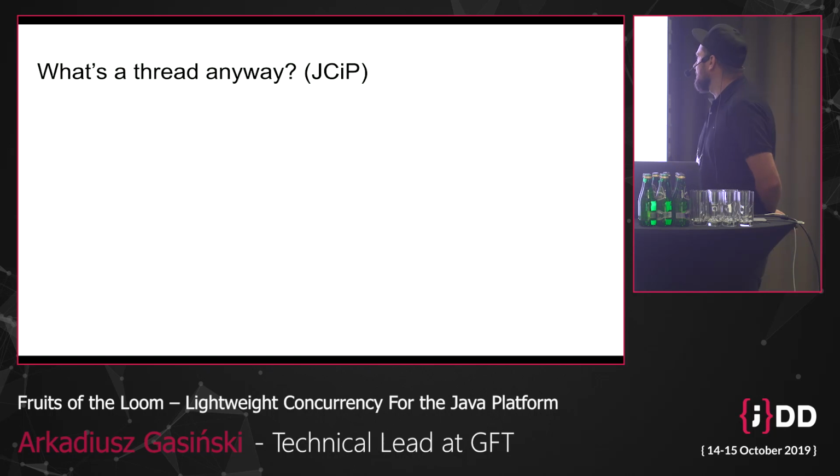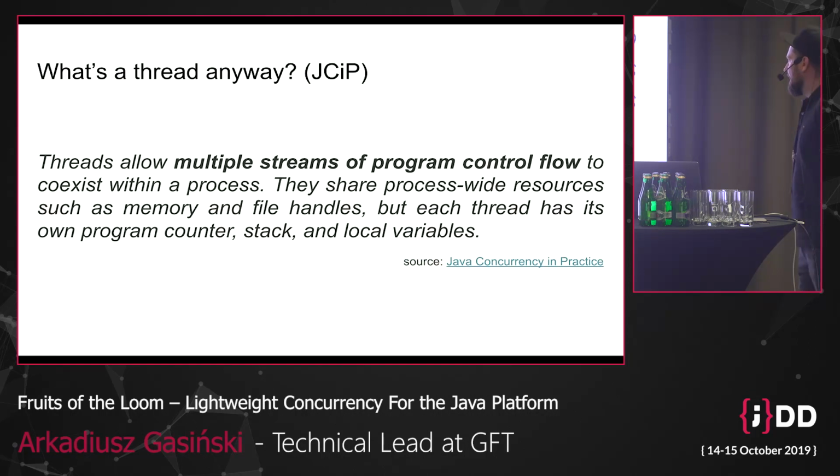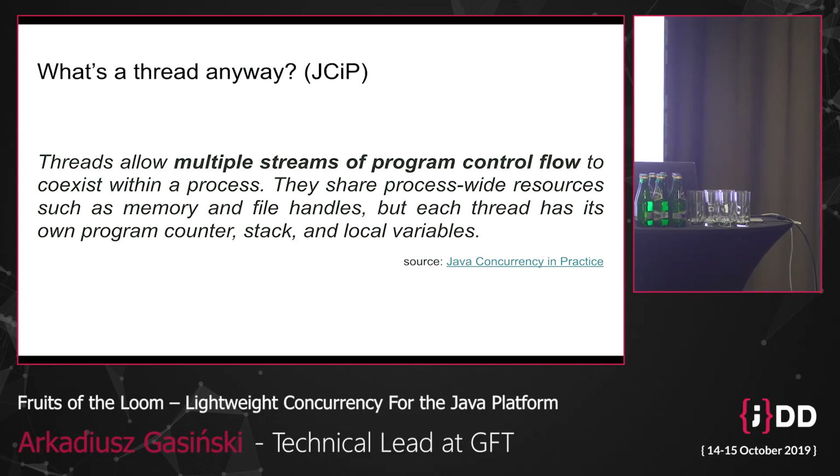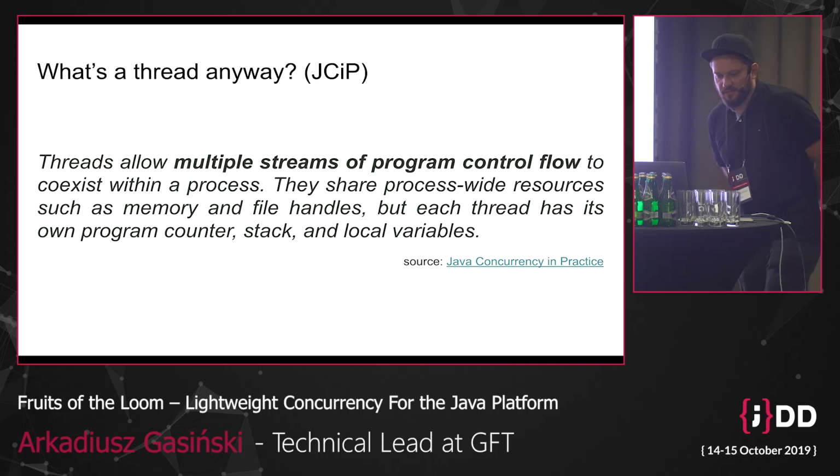This is the thread definition in the concurrency Bible, which is Java Concurrency in Practice. And this is a bit better definition. It basically says that a thread is like a control flow, and multiple such control flows can exist in your process, in your Java application, and that they share some process-wide resources, and they also have some data structures that are private to them, like the program counter, which is an instruction pointer, or the stack, or local variables.